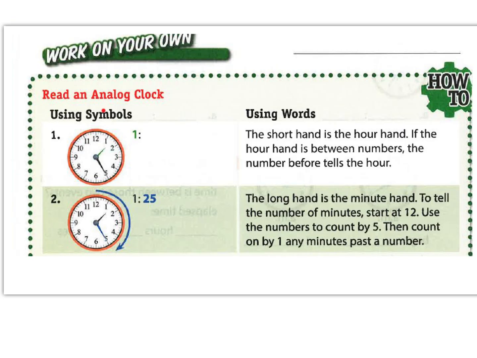All right, this says read an analog clock. Here's the analog clock. The shorthand is the hour hand. If the hour hand is between the numbers, the number before tells the hour. So we can see it's right in between. So it's the number before it tells the hour. It's 1 o'clock something. The long hand is the minute hand. To tell the number of minutes, start at the 12. That's 0. Use the numbers to count by 5, then count on by 1 any minutes past the number. So here's 0, 5, 10, 15, 20, 25. So the total, or the time, is 1:25.